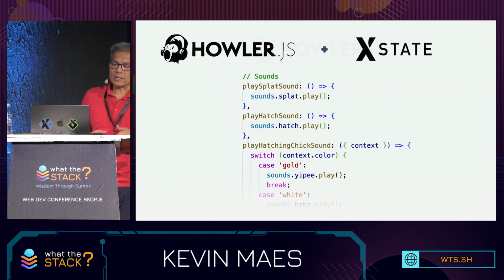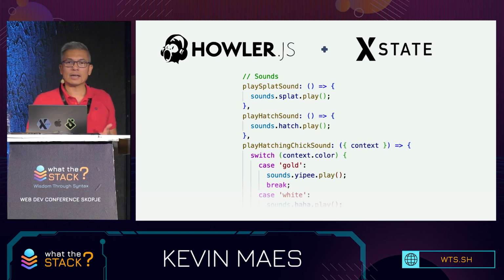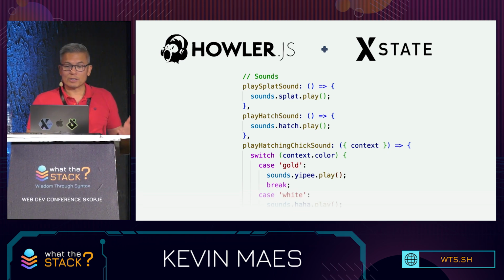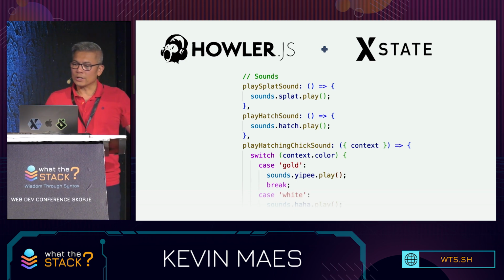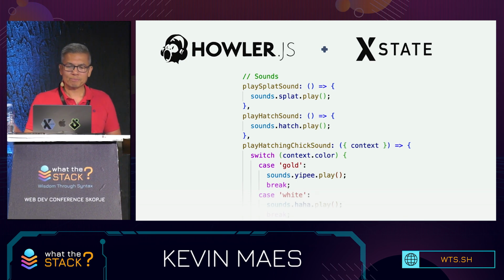But in the state machine, XState has something known as actions, which are basically for fire and forget side effects. But in this case, that's sound effects. So for example, whenever an egg lands on the floor, we can use the action to play the right sound. We'll hear those a little later.